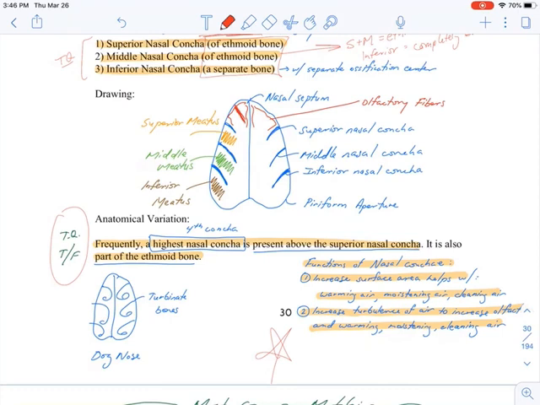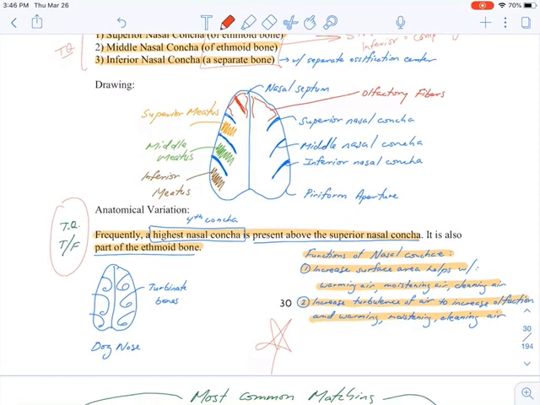We have our picture here: superior meatus, middle meatus, inferior meatus. And then we have our superior nasal concha, middle concha, inferior concha. And then this one, this is a pretty common test question. Again, the word variation. Frequently, we have a highest nasal concha, otherwise known as your fourth nasal concha. It is present above the superior nasal concha, so it would be up here where I have this extra red one drawn.